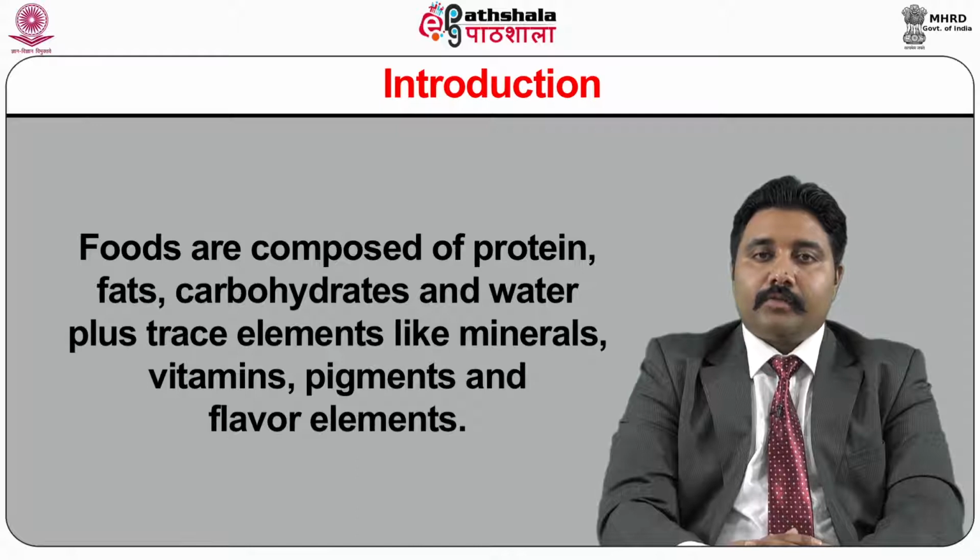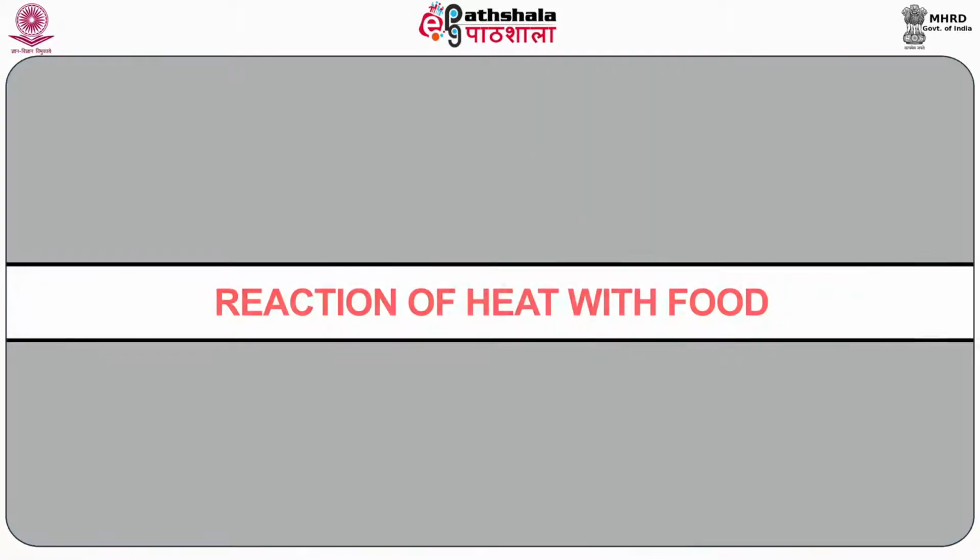Foods are composed of protein, fats, carbohydrates, and water, plus trace elements like minerals, vitamins, pigments, and flavor elements. It is important to understand how these elements react when heated and when mixed with each other. You must understand why foods behave as they do, and then you can get them to behave as you want them to.